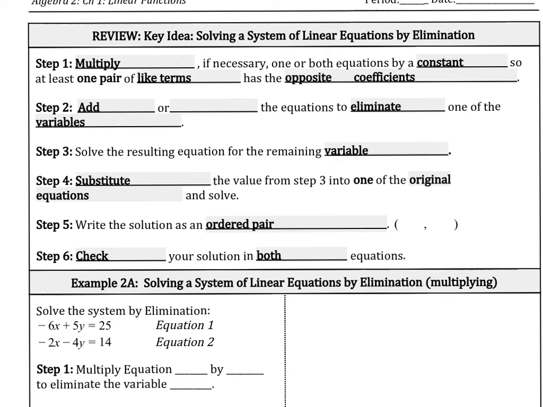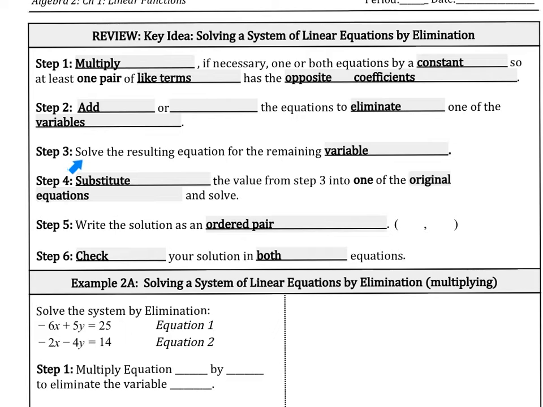Chapter 1.4 Day 2, Solving Systems of Linear Equations. Step number 1: Multiply, if necessary, one or both equations by a constant, so at least one pair of like terms has opposite coefficients. Step number 2: Add or subtract the equations to eliminate one of the variables.